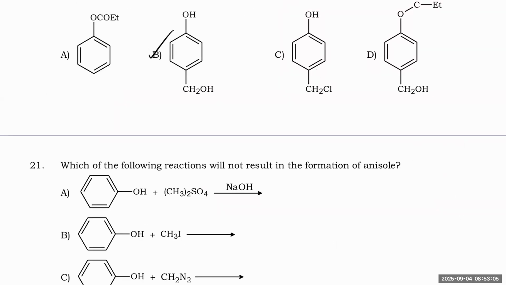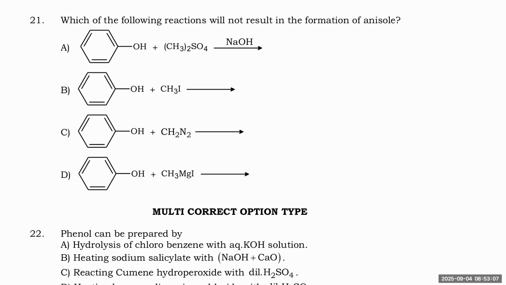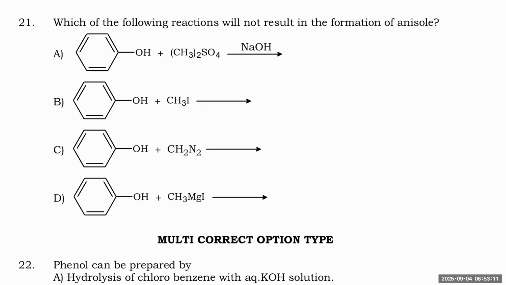Right. Which of the following reactions will not result in the formation of anisole? First one is like a basic Williamson ether synthesis. It will attack here, sulfate will be pushed out. So we will get 2 moles of anisole, OCH3, and you will get Na2SO4. This is the product formed.